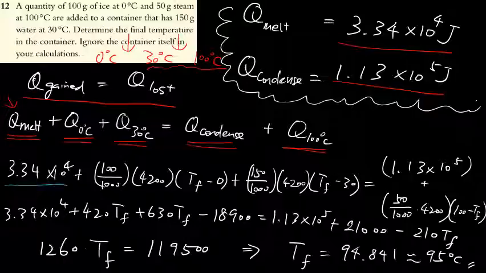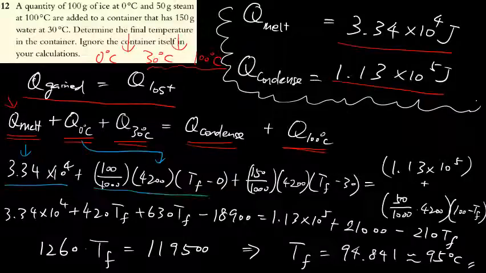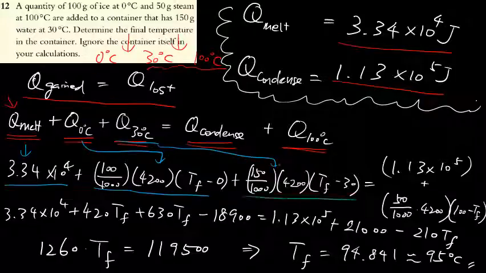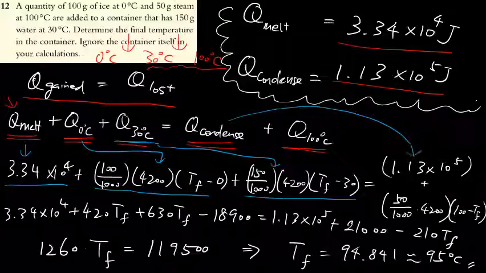For melting the ice, it will be this one. For the 0 degrees Celsius one, it will be this one. For the 30 degrees Celsius one, it will be this one. And for condensing, it will be this one, which is what we calculated in the previous slide. And lastly, for the 100 degrees one, it will be this one.